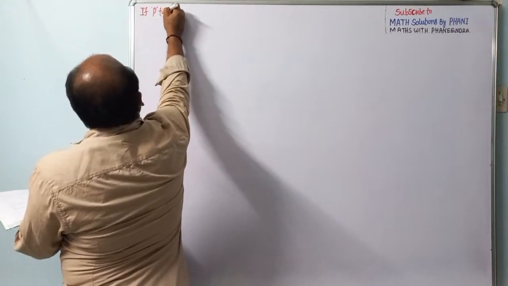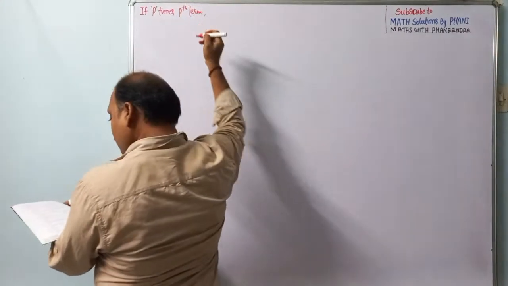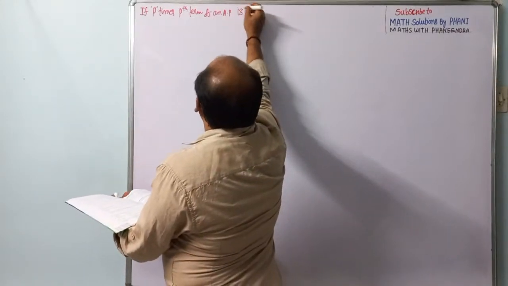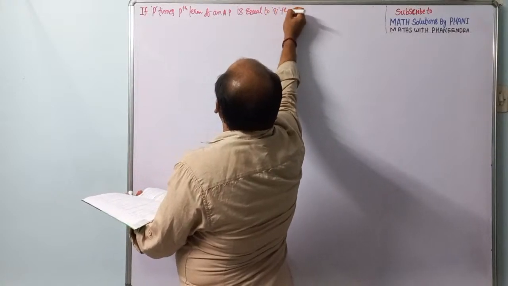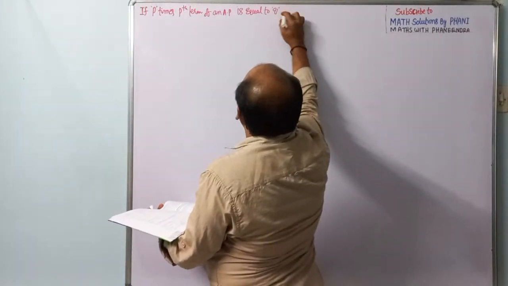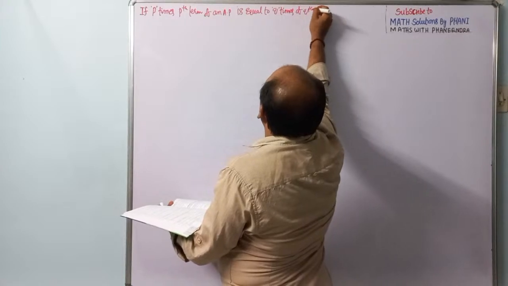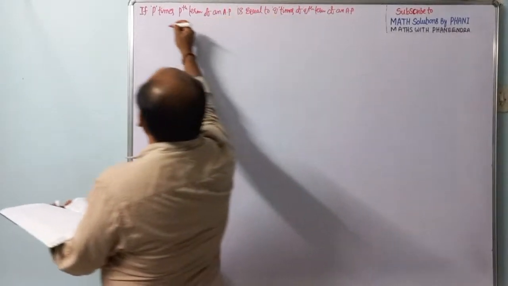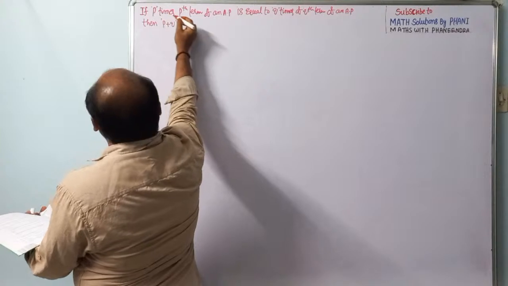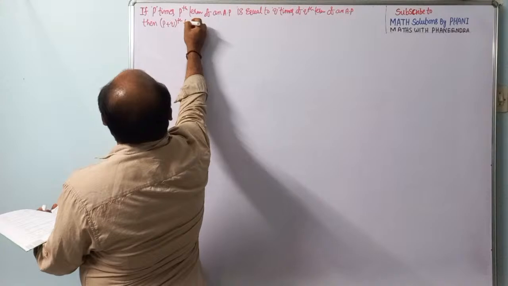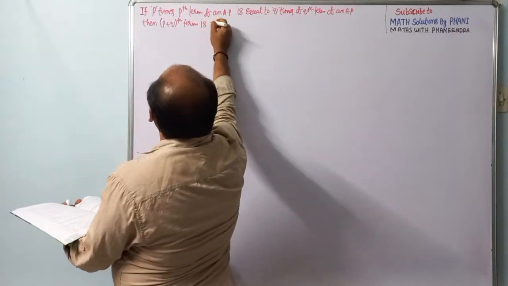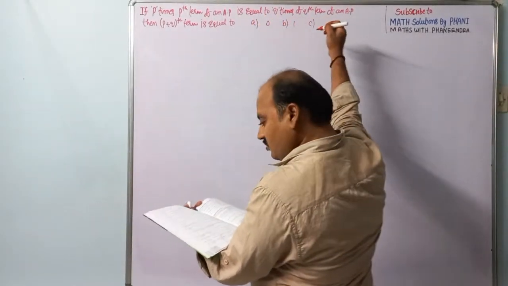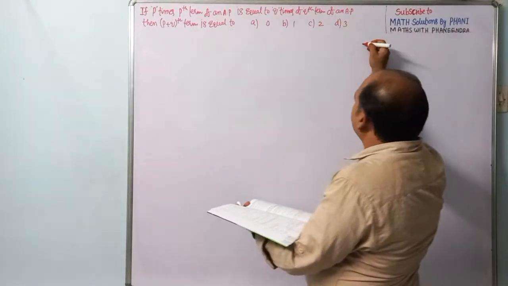If p times the pth term of an AP is equal to q times the qth term of an AP, then the p plus qth term is equal to: 0, 1, 2 and 3. So another question here.